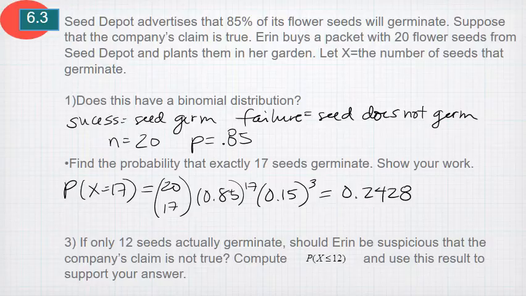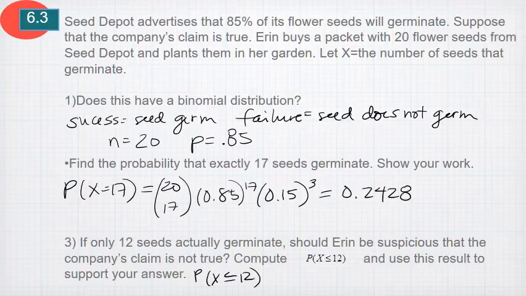Okay, so for this next problem, I didn't leave a whole lot of room, so I'm going to write tiny. If only 12 seeds actually germinate, should Erin be suspicious that the company's claim is not true? Compute the probability of x less than or equal to 12 and use this result to support your answer. So essentially, I'm going to do the probability that x is less than or equal to 12.